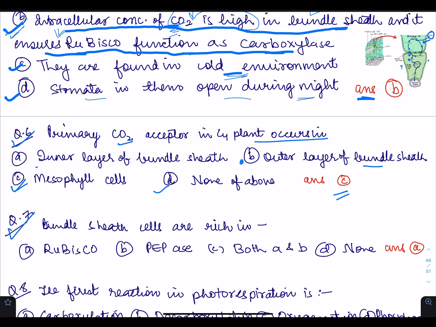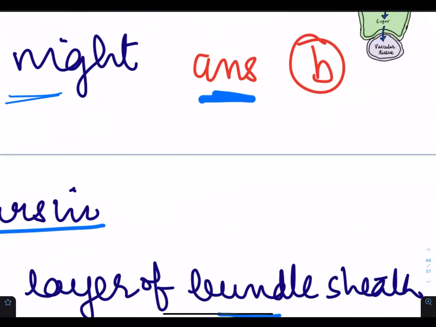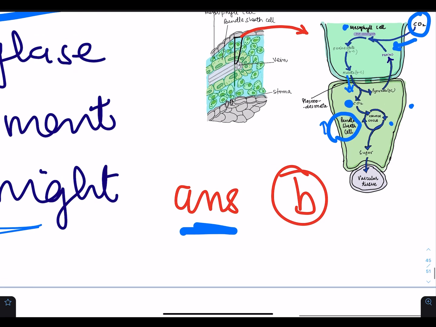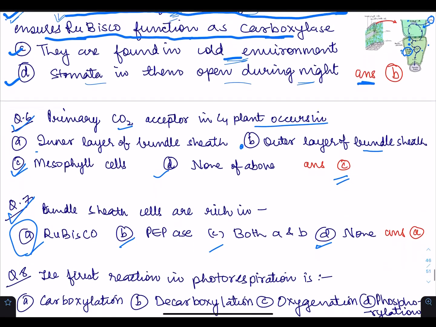Question 7. Bundle sheath cells are rich in Rubisco, PEPase, both A and B, or none. Answer is A, Rubisco. How? Coming to the diagram again, we see that this is the bundle sheath cell and the Calvin cycle is occurring in the bundle sheath cells only and not in the mesophyll cells. Hence, Rubisco is obviously found in bundle sheath cells.